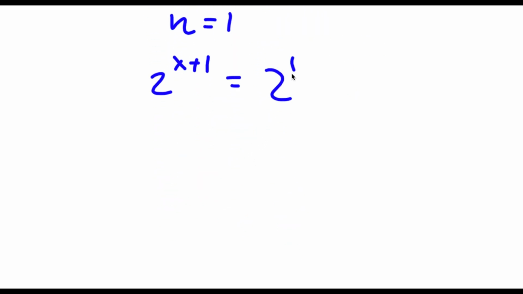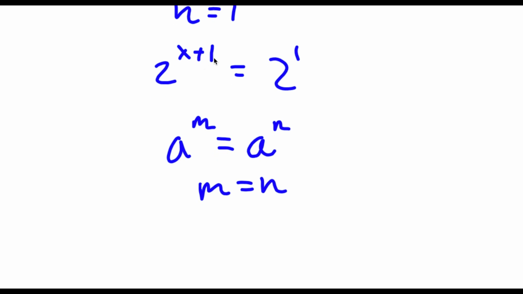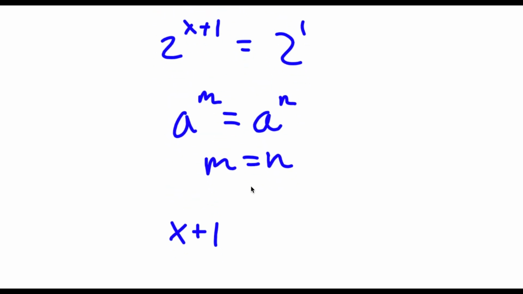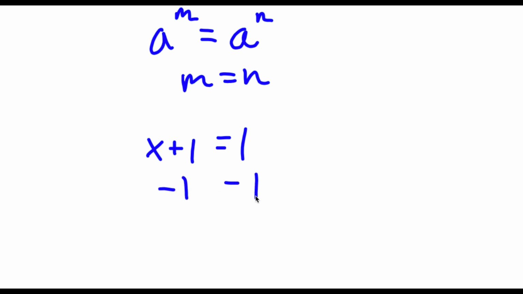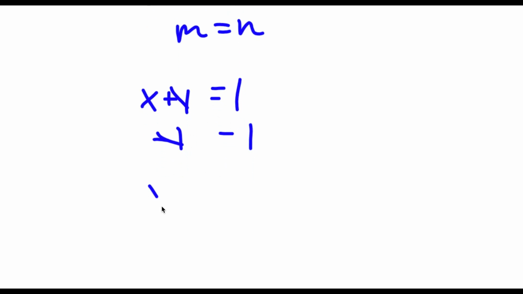And 2 is the same thing as 2 to the power of 1. Now, if I have something in the form a to the power of m is equal to a to the power of n, then this means that m is equal to n. So in this case, x plus 1 is equal to 1. Now, I'm going to subtract 1 on both sides. These two cancel out. I'm left with x is equal to 1 minus 1, which is 0.